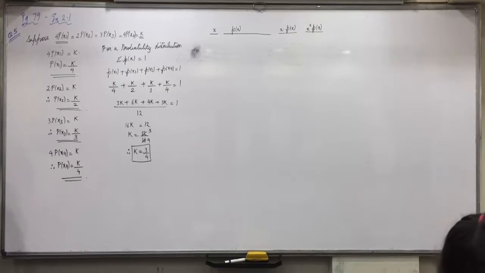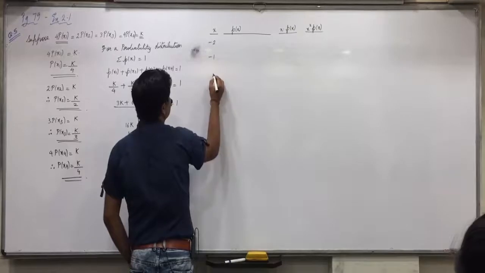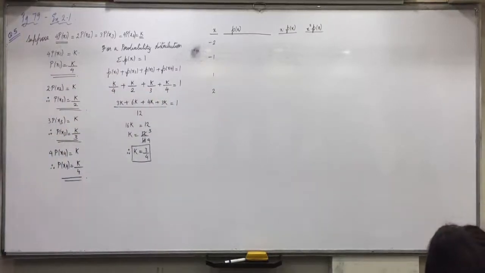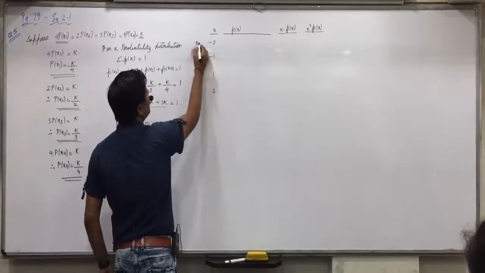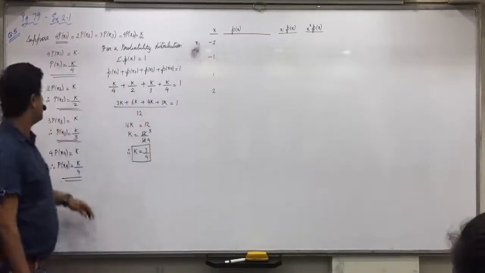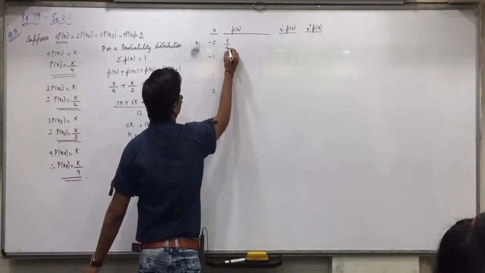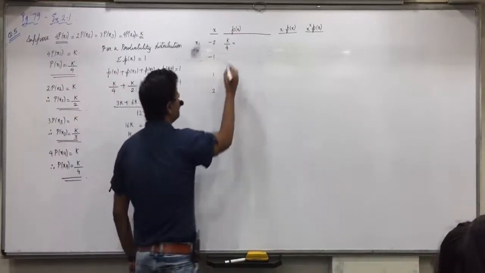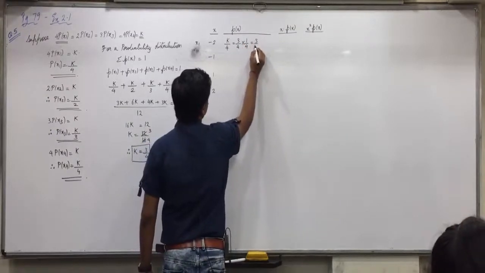What are the values of x? Minus 2, minus 1, 1 and 2. Now see here, this is the value of x1, and what is p(x1)? k by 4. Now, what is k? 3 by 4 into 1 by 4. That is 3 by 16.